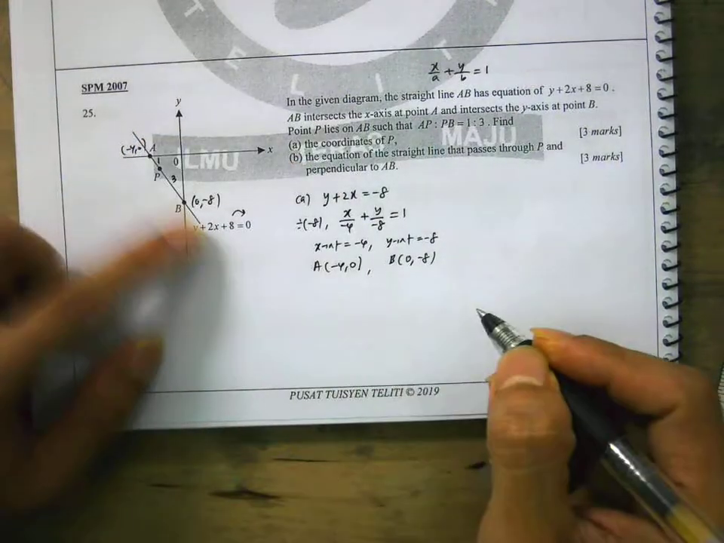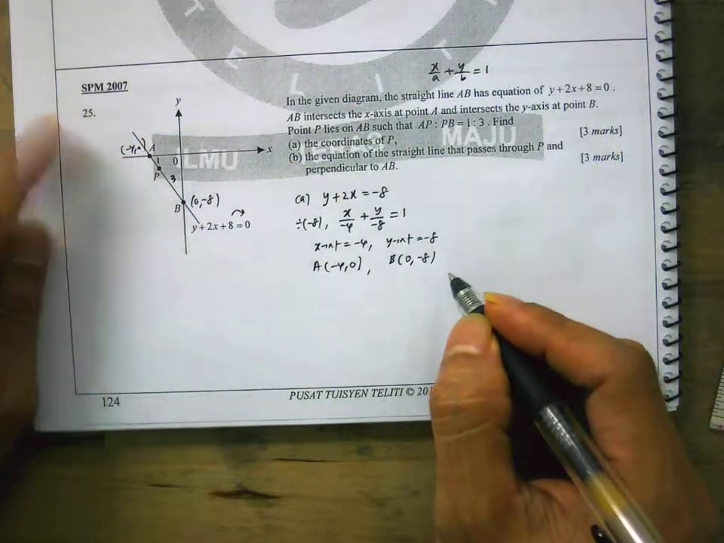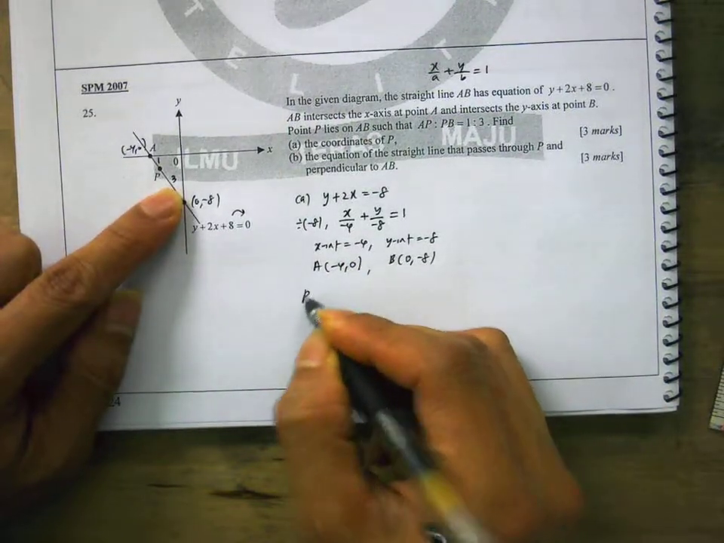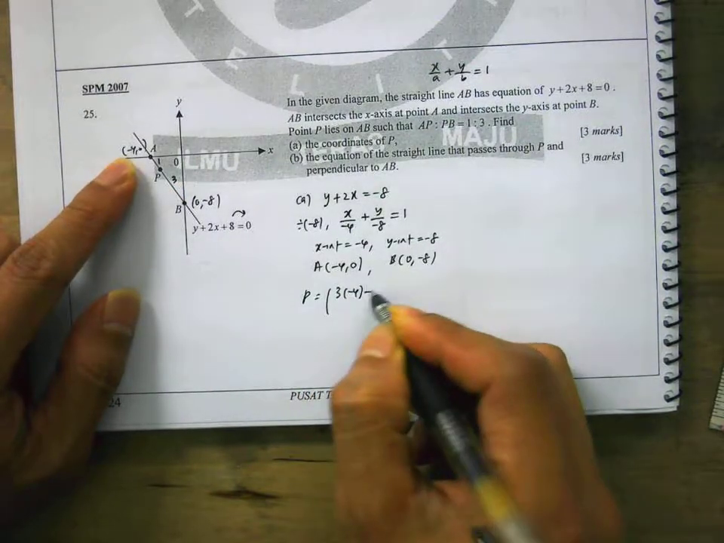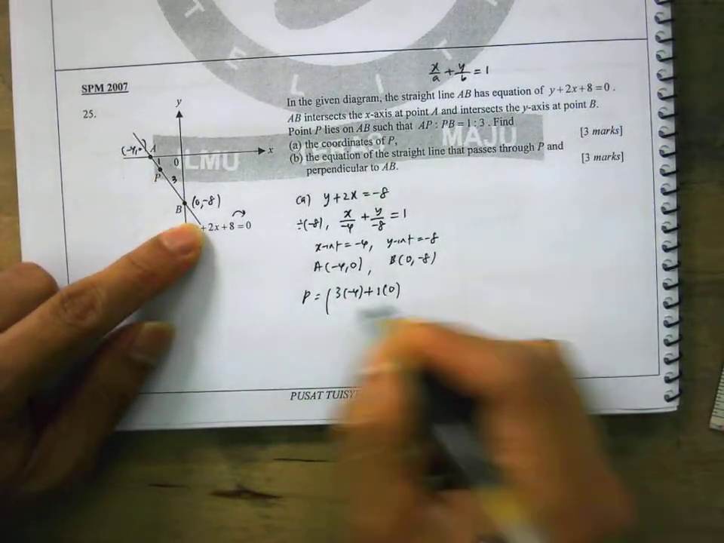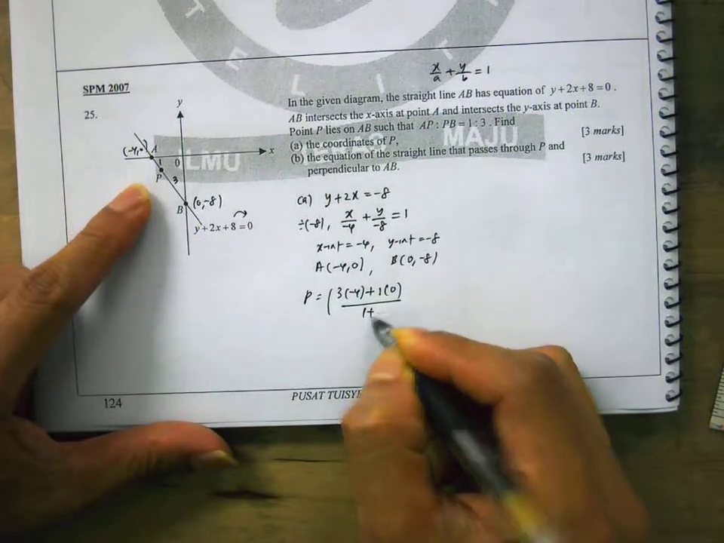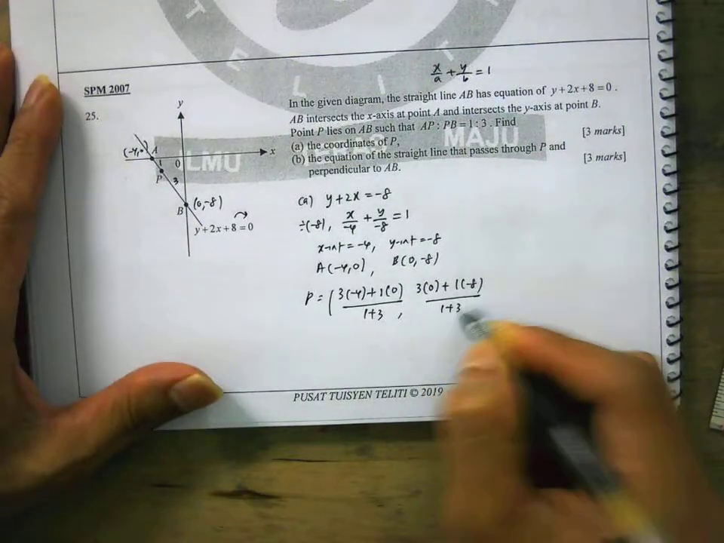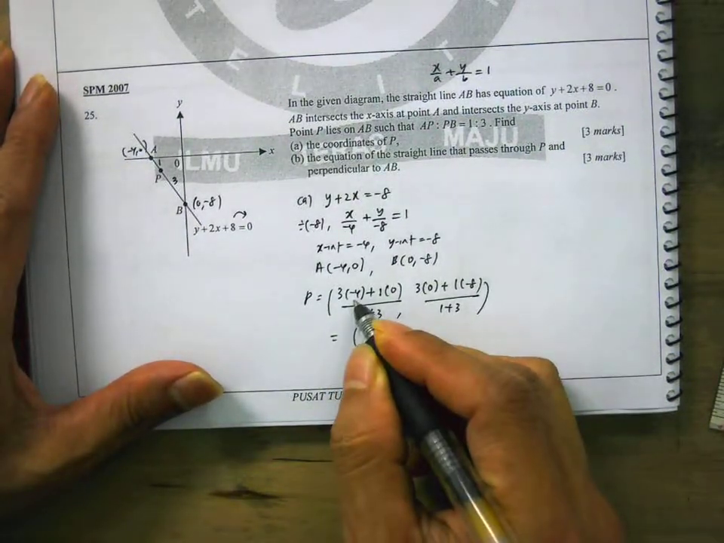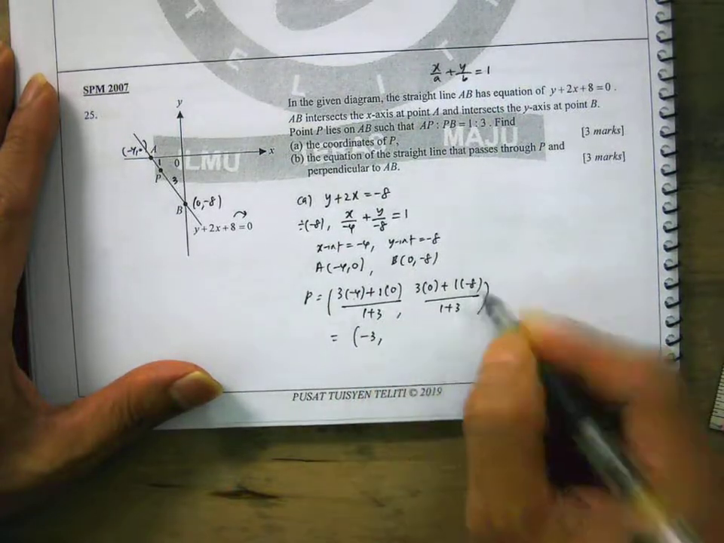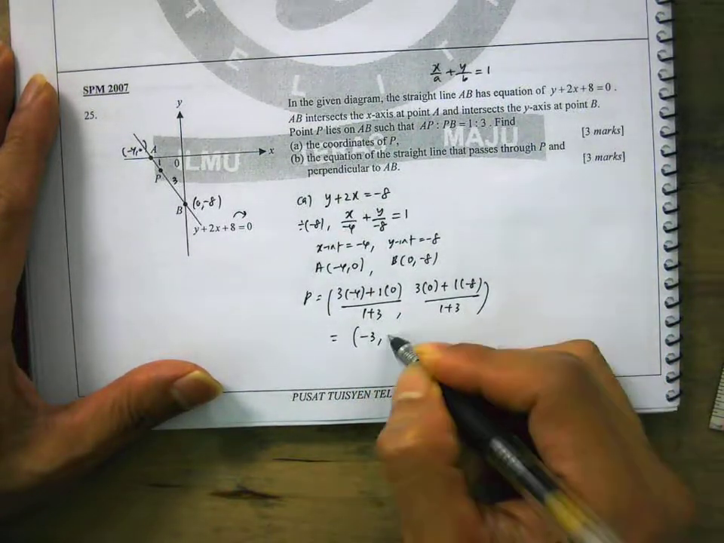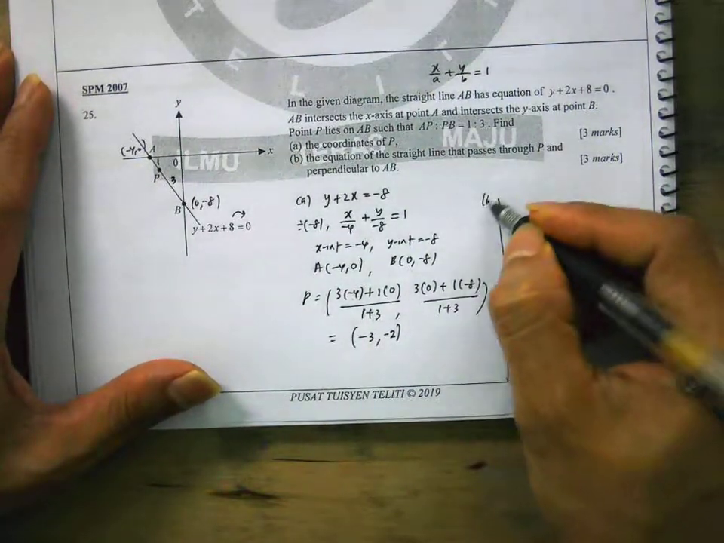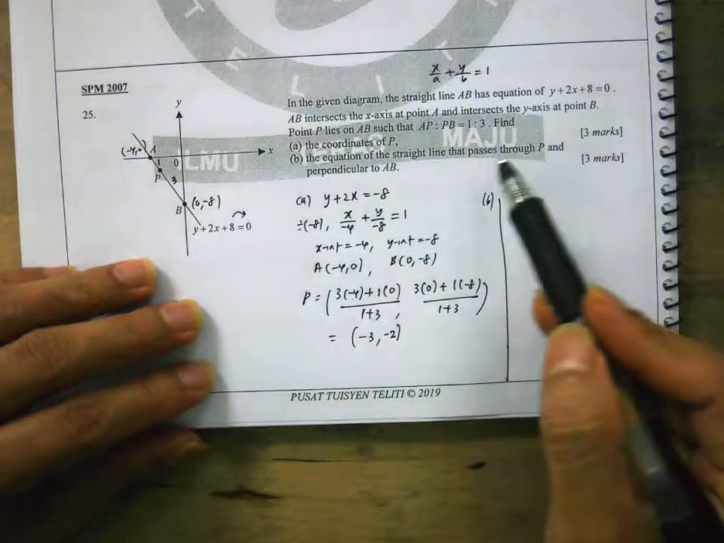With that, we can use the ratio theorem. How to find the coordinates of point P? We take 3 times -4 plus 1 times 0, total ratio 1 plus 3. Then 3 times 0 plus 1 times -8, total ratio 1 plus 3. This is -12 divided by 4, which is -3, and -8 divided by 4, which is -2.